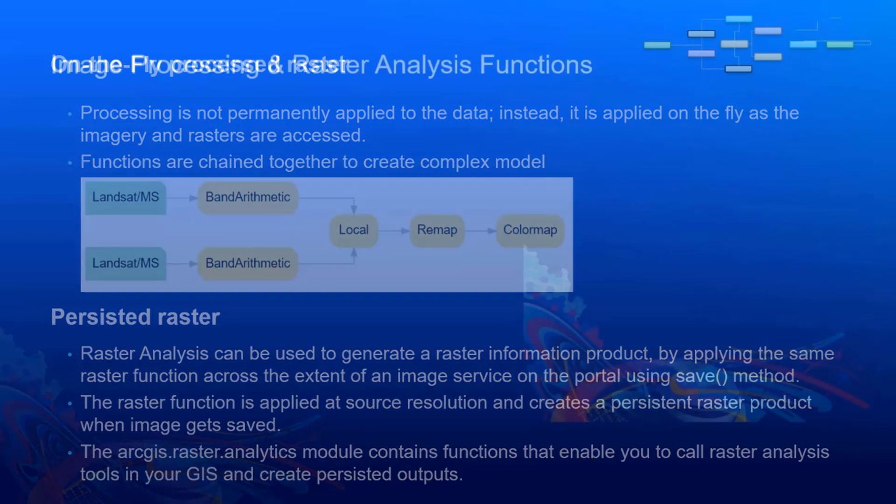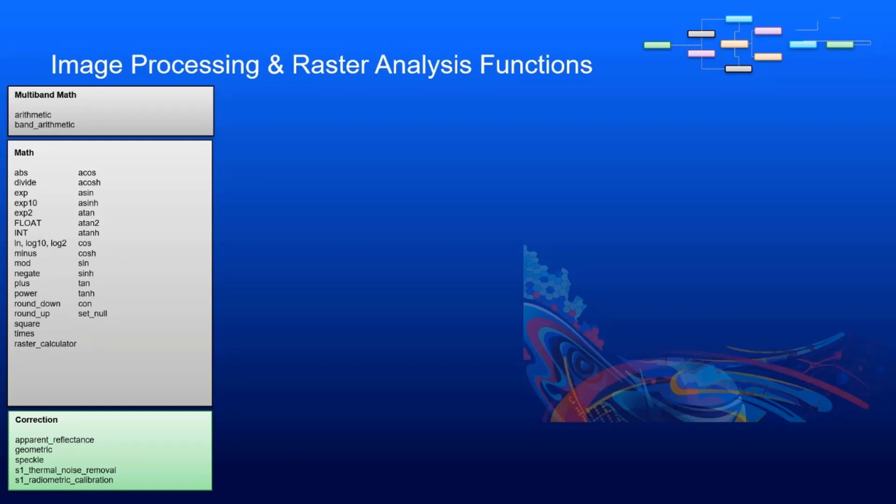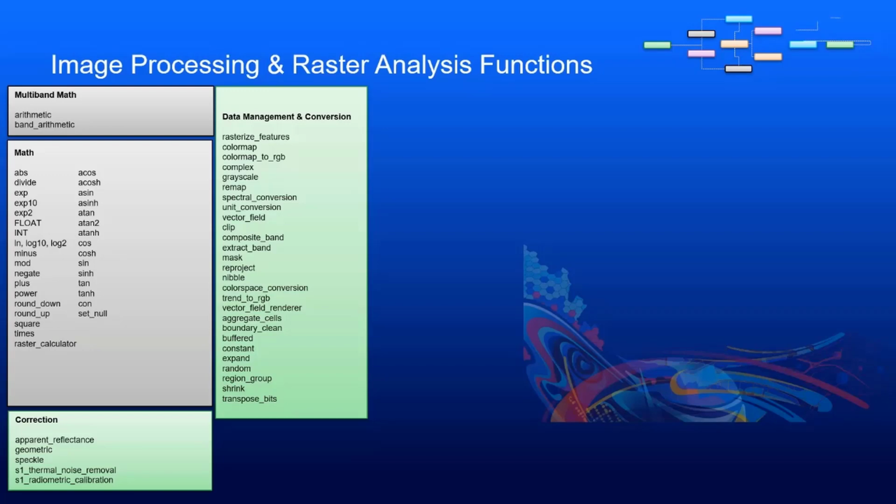Let's see different kinds of raster functions. We have functions related to math like divide, float, int, minus, etc. We have functions related to image correction like speckle filtering, and functions related to Sentinel-1 correction like Sentinel-1 thermal noise removal, S1 radiometric calibration. We have functions related to data management and conversion like rasterize features, color map for changing symbology, remap for reclassification, spectral conversion, mask, reproject, etc.